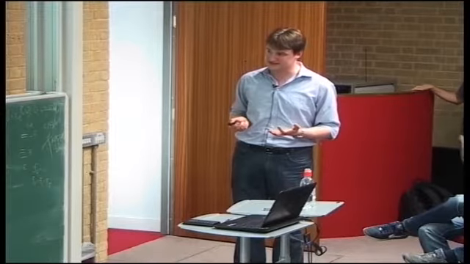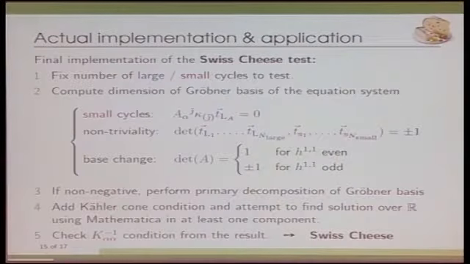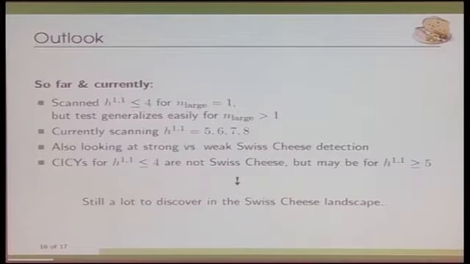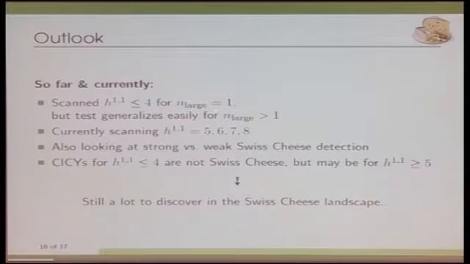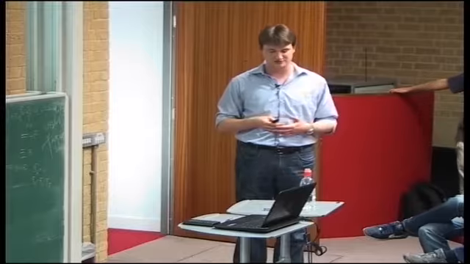And in the end we simply test the k-1 alpha alpha condition, as we've dubbed it. And if all this is passed, we call it a Swiss cheese. So in the end, like Brent already mentioned on the summary slide, we've tested H11 smaller than or equal to 4 for one large cycle. But as you see here, this is all completely general for higher numbers of large cycles, which is from a phenomenological point of view quite interesting.